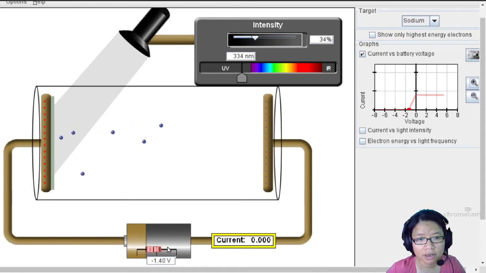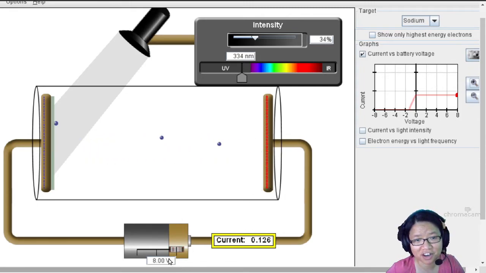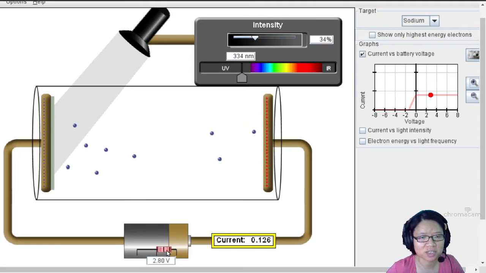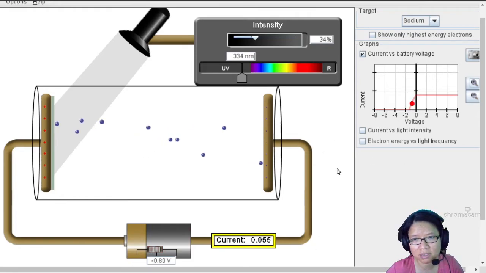But in this, with this Vs, you can see how the current will flow. If I put positive, all the electrons will arrive, but the amount of electrons that arrive per unit time is the same. How do you know? Look at this current, 0.126. Let's say I make it positive 2, it's still 0.126. I make it positive 0.6, still 0.126. So this saturation current will not change until I put it to 0, or even better, negative.